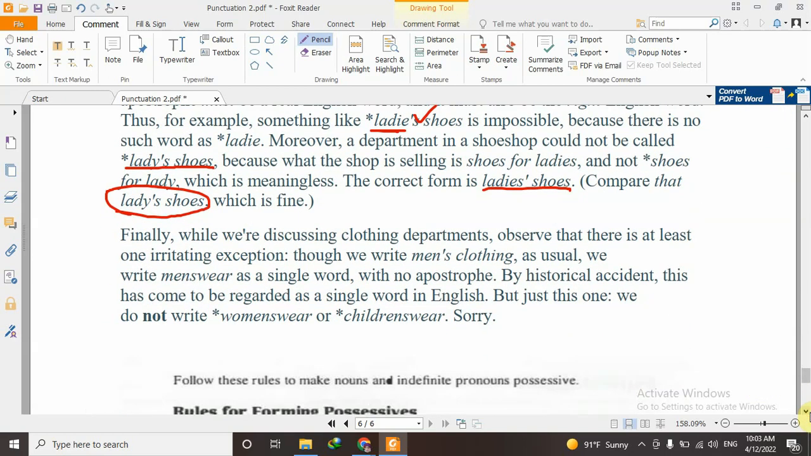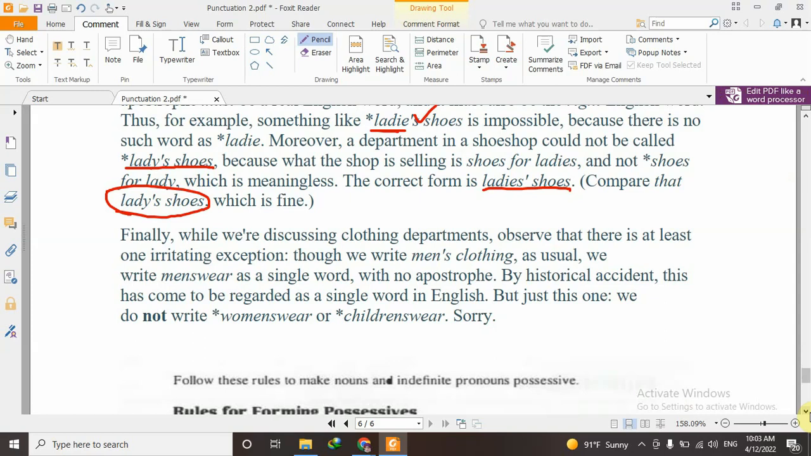Now هذه بالنسبة للأحذية السيدات. نجي إلى بعد عندنا شغلة ثانية اللي هي finally while we are discussing clothing departments. أحيانا إحنا نروح إلى قسم الملابس. Observe that there is at least one irritating exception. أكو قسم الملابس one irritating exception.